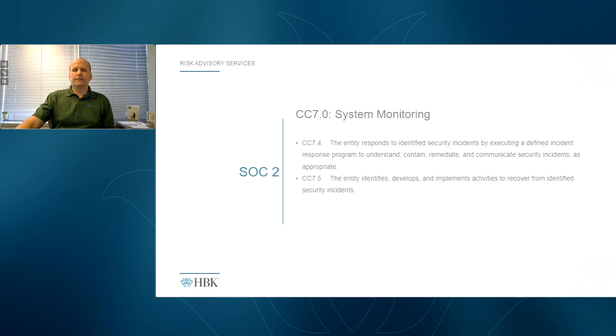Again, nothing new to add as far as CC 7.4 and 7.5, just covering security incidents. Business continuity and developing and implementing activities to help recover from any identified security incidents is important.